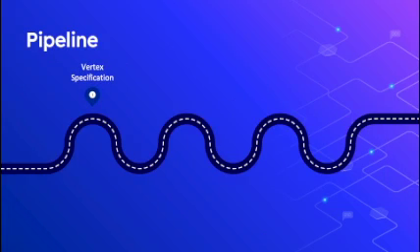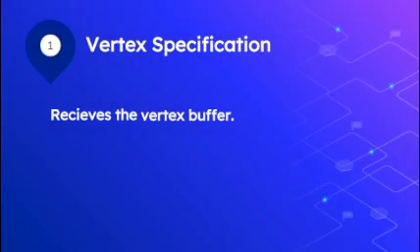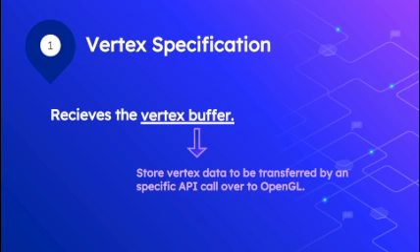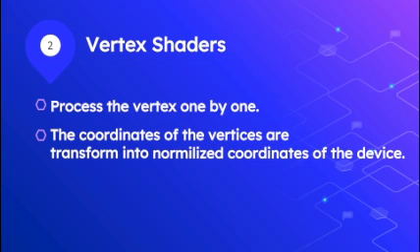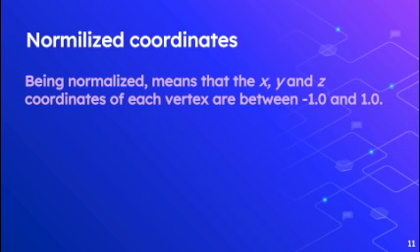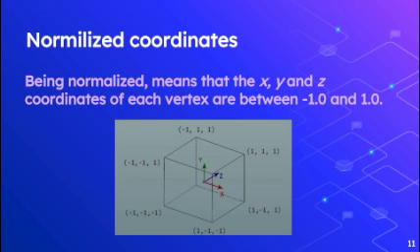Let's start with the first stage of the pipeline, vertex specification. This receives the vertex buffer. The vertex buffer is where all the vertices are stored, as it is shown. Now the second stage of the pipeline is the vertex shader. The vertex shader processes the vertices one by one and transforms the coordinates into normalized coordinates. When a coordinate is normalized, it means that coordinates that are outside the square don't need to be drawn.